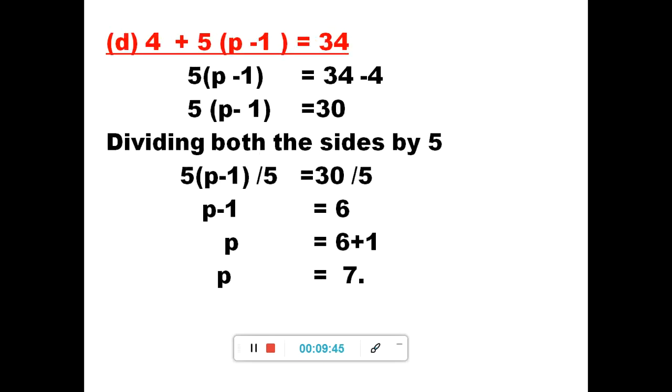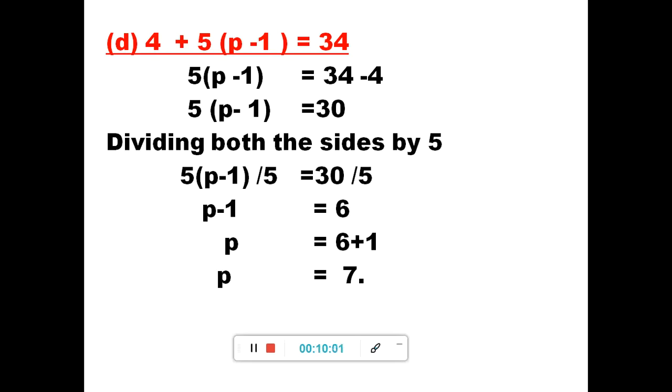So t equal to 2. D, 4 plus 5 multiplied by (p minus 1) equal to 34. So 5 into (p minus 1) equal to 34 minus 4. So 5 into (p minus 1) equal to 34 minus 4 equal to 30.